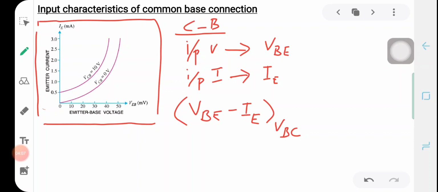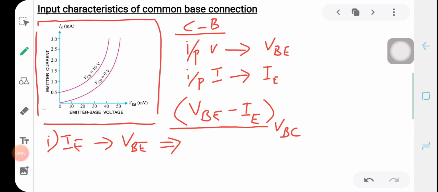Two points can be noted from these characteristics. The first one is that the emitter current IE increases rapidly with a small increase in base emitter voltage VBE. That is, if we increase the base emitter voltage very slightly, there is a rapid increase in the emitter current, which means that the input resistance is very small.